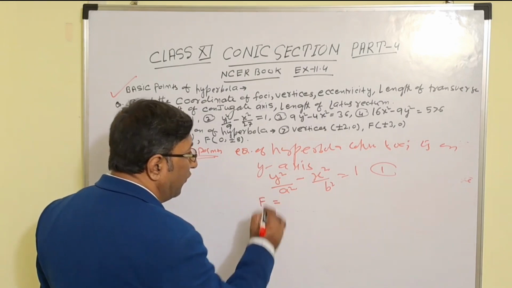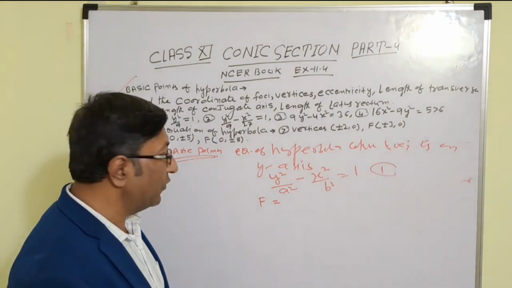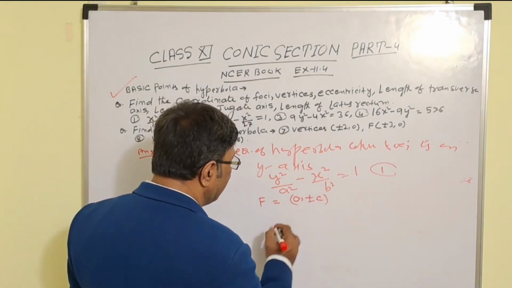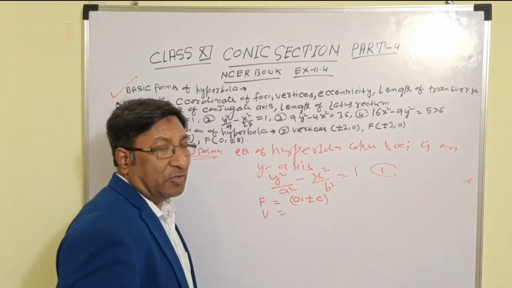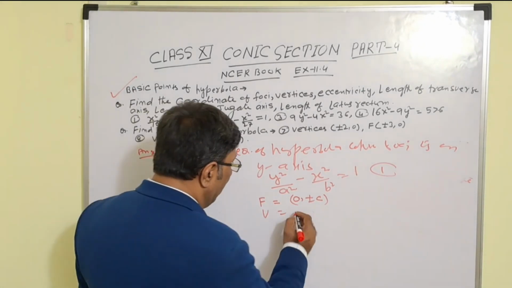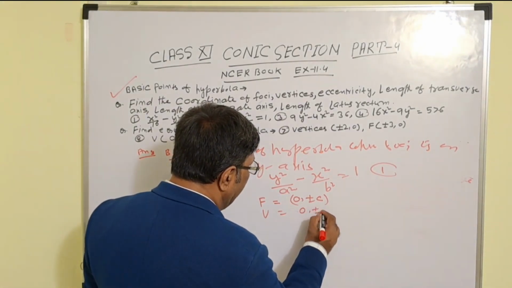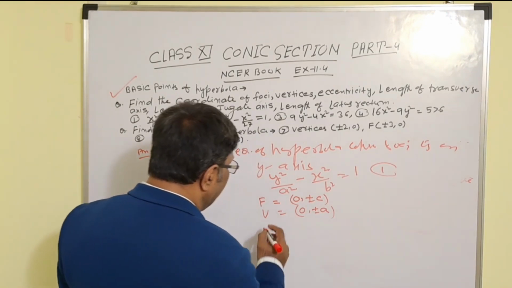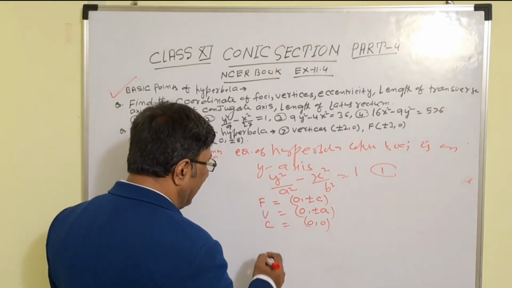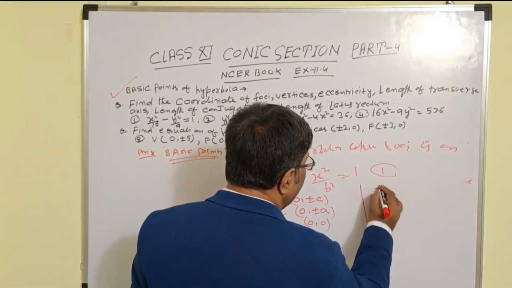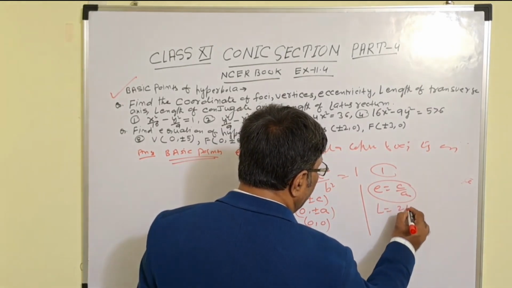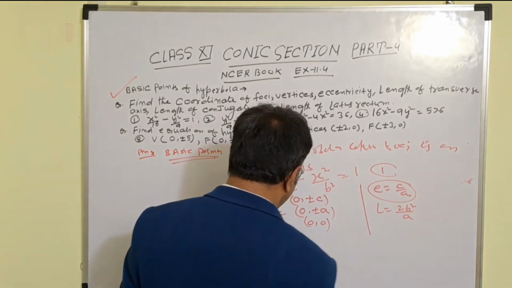So you know on the y-axis, the x coordinate is 0. So the coordinates of the foci will be 0, plus minus c. In the same way, the coordinates of the vertices: on the y-axis, the x coordinate is 0, so this is 0, plus minus a. The center of this hyperbola will be 0, 0. And the eccentricity e, again the same format, is c by a. And the length of latus rectum, same formula, is 2b square by a.